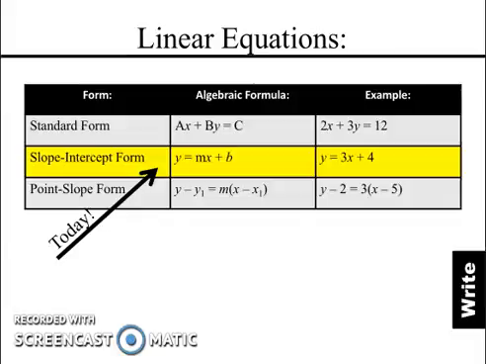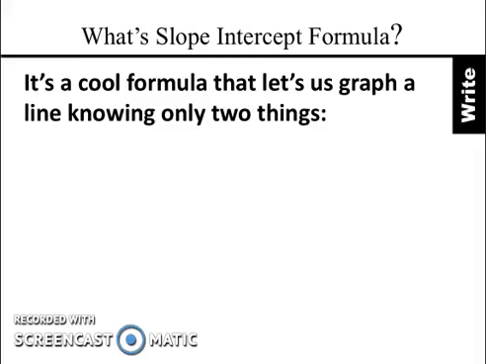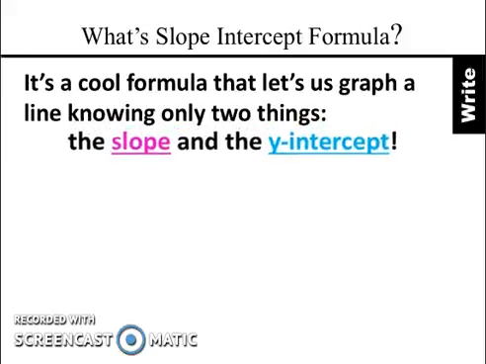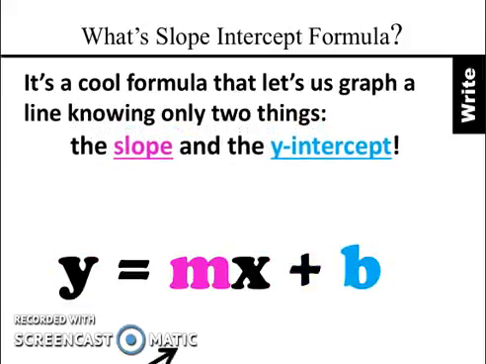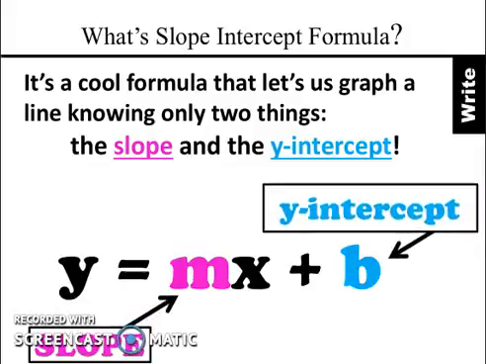But what's the slope-intercept formula? We have to focus on two things when we are looking into the slope-intercept formula: what to look for, the slope and the y-intercept. The formula is y equal mx plus b, where slope is the steepness of a line and y-intercept is where the graph crosses the y-axis. So we have to keep those two things in mind.